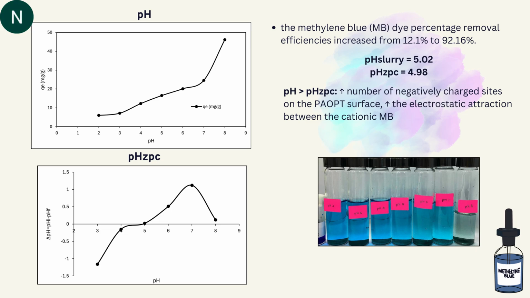So we will start with the first parameter, which is pH. As you can see, the experiment was conducted from pH 2 to pH 8, and the methylene blue dye percentage removal increased from 12% to 92%, and the maximal pH was determined at pH 8. And as you can see, the pH ZPC was lower than the pH, and the number of negatively charged sites increased on the PaOPT surface as the electrostatic attraction with the cationic MB increased.